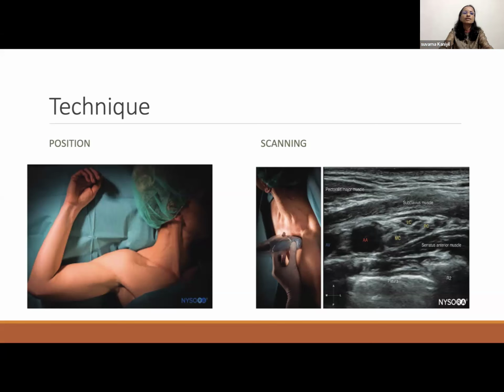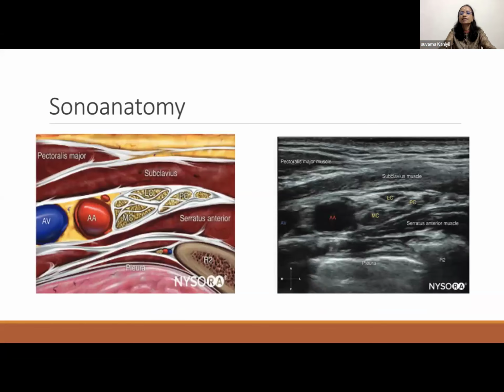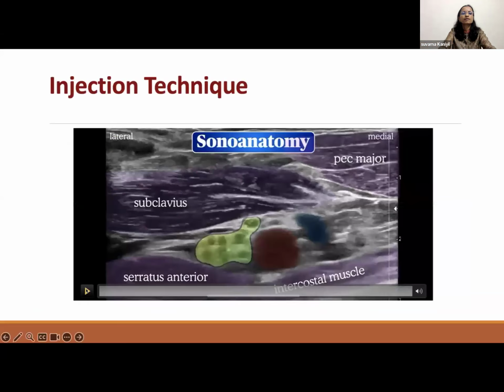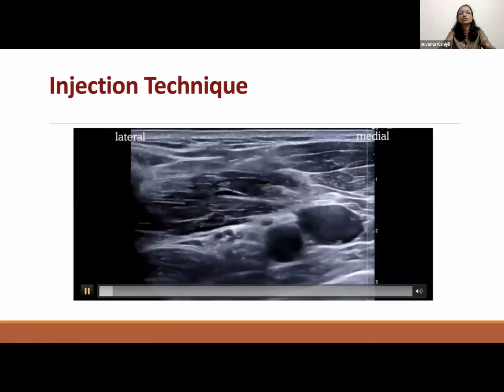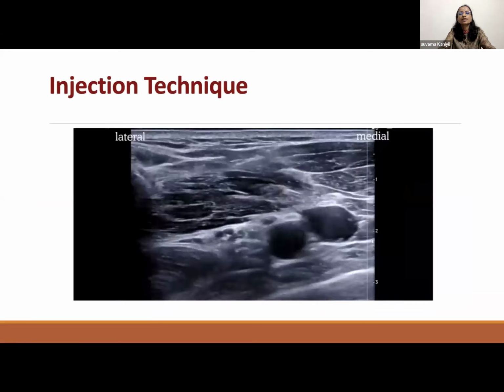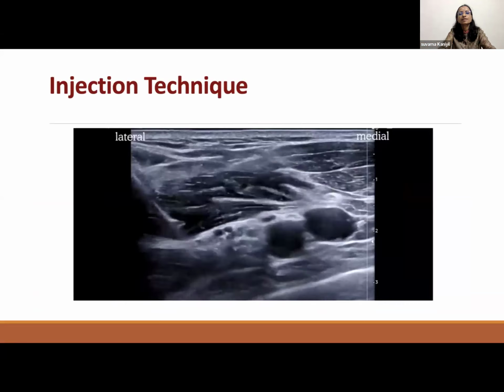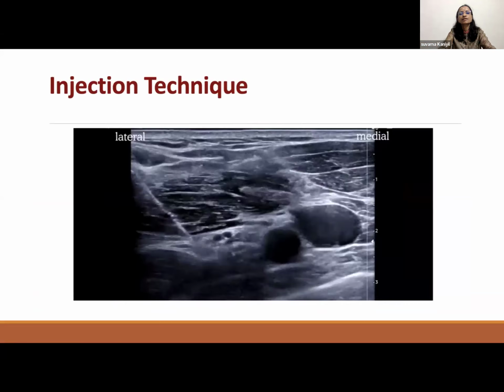You can see this anatomy. You can see the axillary artery as a hypoechoic structure, and on the lateral aspect of the axillary artery, you can see the cords placed as a quite compact structure. The video shows the needle coming to block the costoclavicular area. You can see the whole of the needle and it deposits the drug.